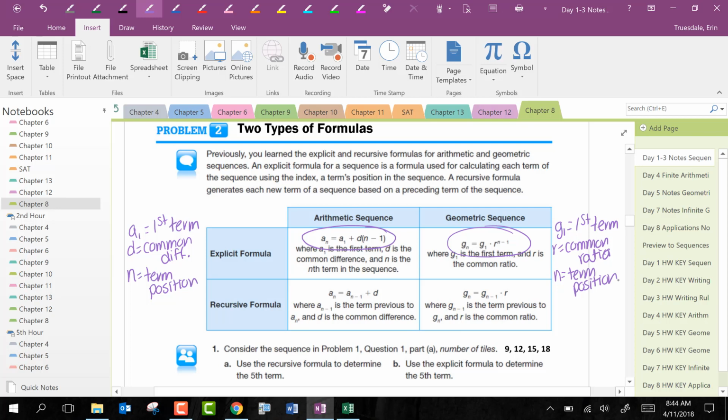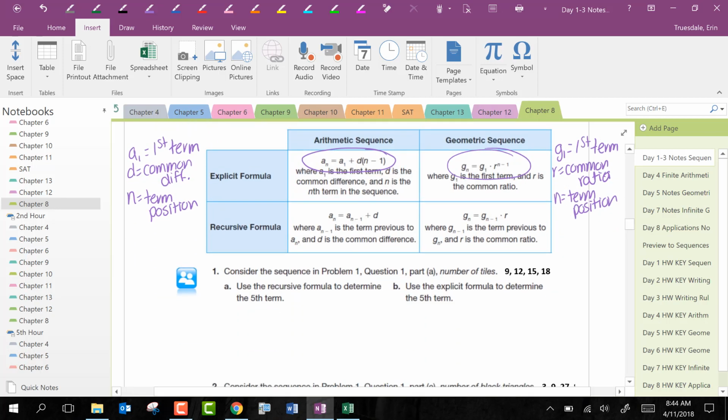We're not going to work too much with the recursive formulas because the recursive is just like take the previous term and add the D or R to it, or multiply by R. Okay, so that's not really all that difficult to do the recursive formula. Okay, so let's look at number 1. I'll show you the recursive formula the first time, but we'll just do mostly the explicit formulas.